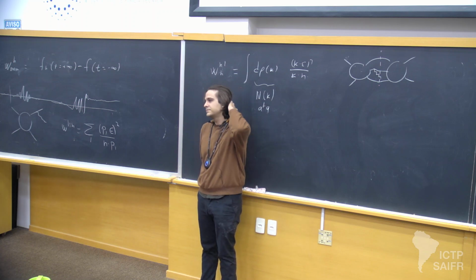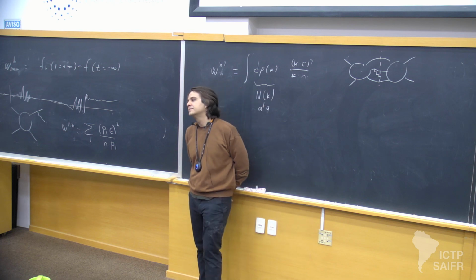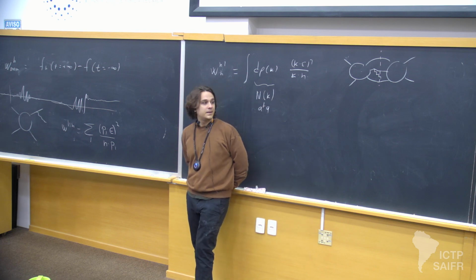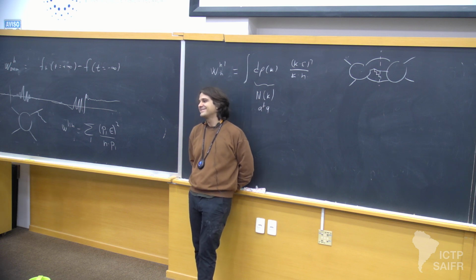Since you mentioned memory effects, is there a way of writing those amplitudes as correlators in the celestial sphere or something like that? Probably. Let me leave it at that.